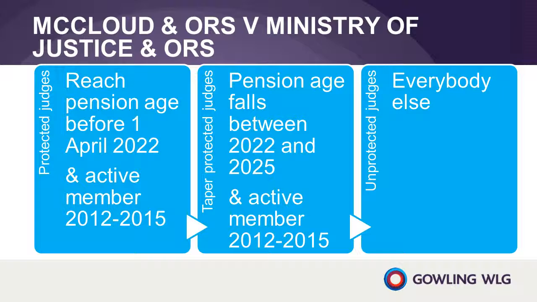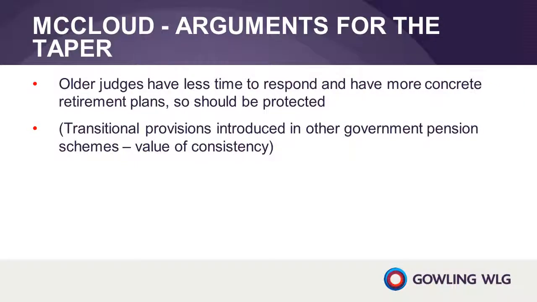Well, essentially, the judiciary were divided up in three ways. So there were unprotected judges who were moved to a new, less generous scheme, and they had no transitional protection. And these were mainly younger judges. And then you had taper protection judges, so the middle column, whose normal pension age was between 2022 and 2025, and they benefited from tapered protection. So instead of moving to the new scheme immediately, they were transferred to that scheme at the end of that transitional period. And then those whose normal pension age was much sooner, so sooner than the other two cohorts, they were allowed to remain in the old scheme, and they were the protected judges.